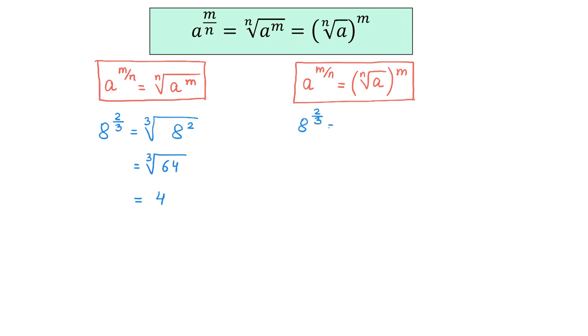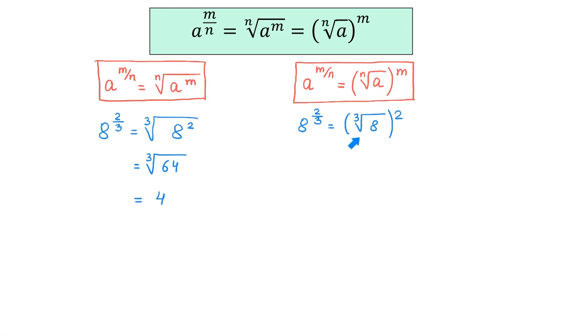Here we will start a parenthesis with the radical symbol and 8 placed inside. Then the number 2 in the numerator will be the exponent and the number 3 will be the index. So we will have the cube root of 8 all to the power of 2. So far, do you see the difference between this side and this side? Here the exponent 2 is inside the radical, but here the exponent 2 is outside of the radical.